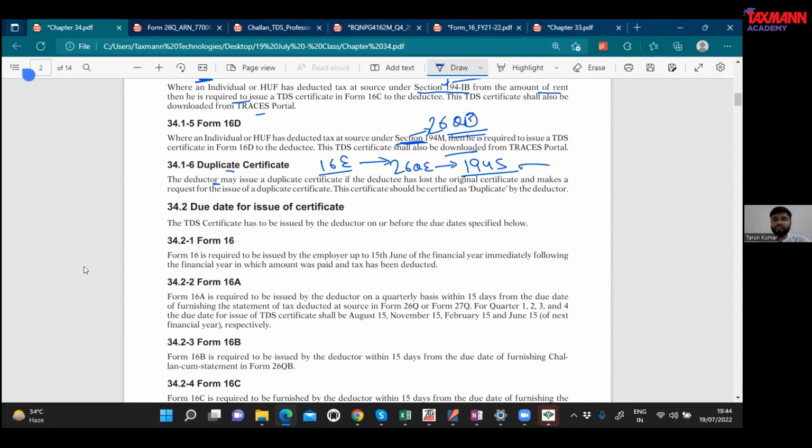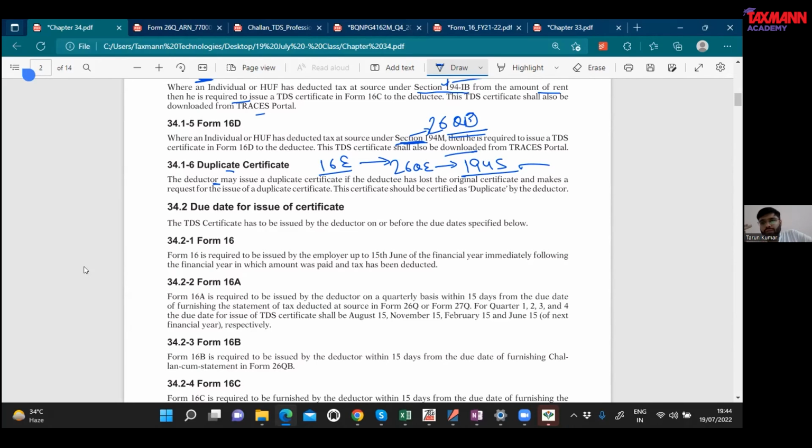So duplicate certificate, the deductor. So under this, it is the deductee only who has to download it. Sorry, which category will it become? Will it come under the deductor category or under the deductee category? So there are two categories.